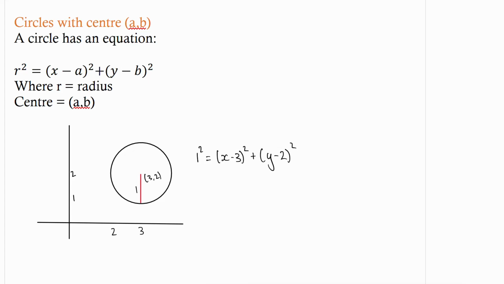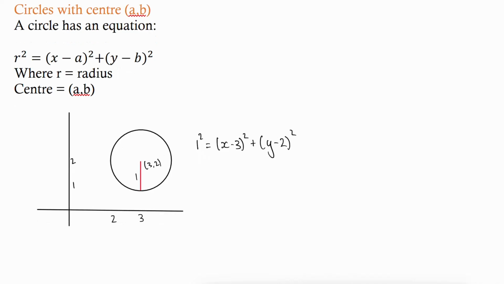So just remember that. In the example on the bottom here, we have the equation 1 squared equals (x minus 3) squared plus (y minus 2) squared. That would put the center of that circle at (3, 2), and its radius is 1. So it's going 1 to the left, 1 to the right, 1 up, 1 down, 1 all around.